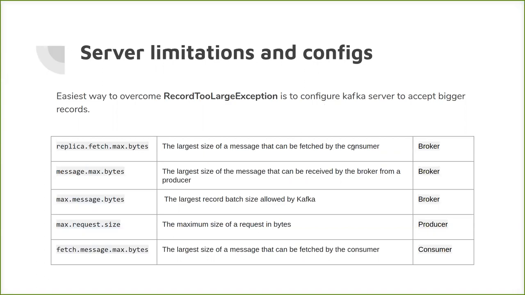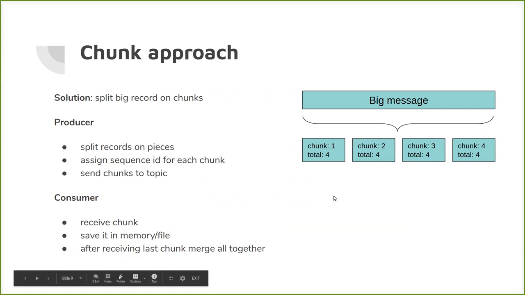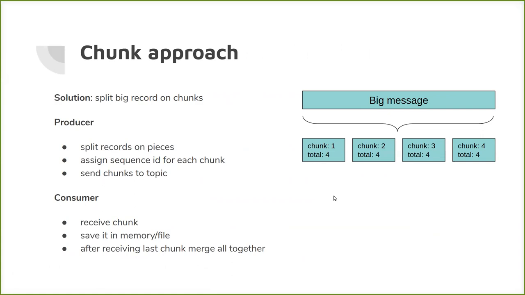So is there a way to overcome it? Yes. The next approach is the chunk approach. The idea is straightforward. We have a big message, we split it into chunks, send the chunks one by one, and that's it. Kafka keeps the order, so nothing to worry about. Definitely, this solution requires some code changes, because the first solution was just updating configs. This one requires code changes on both the producer and consumer sides.